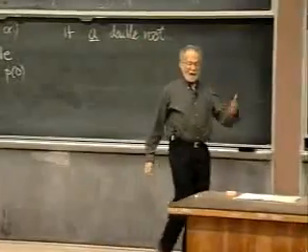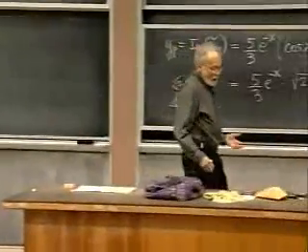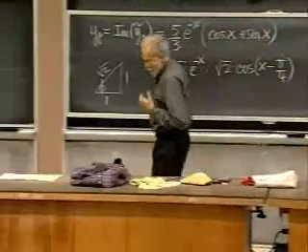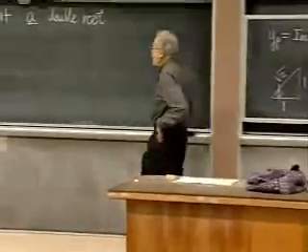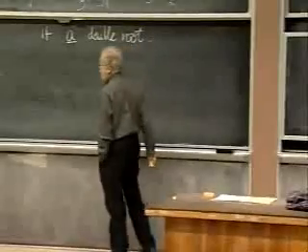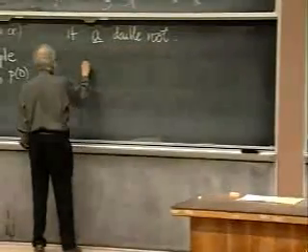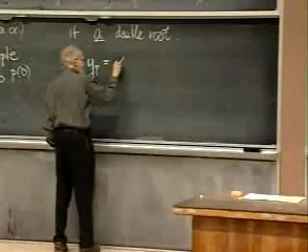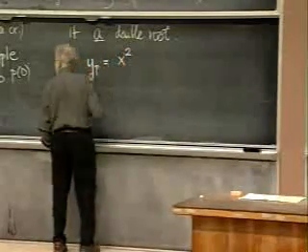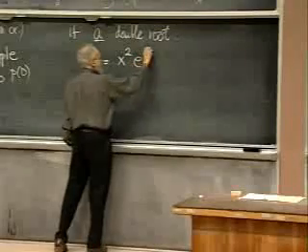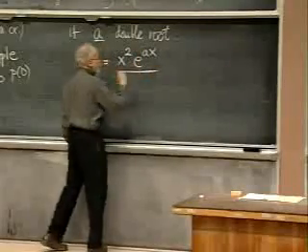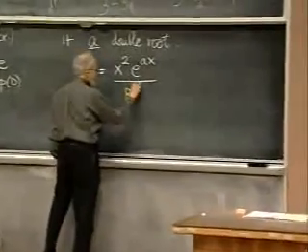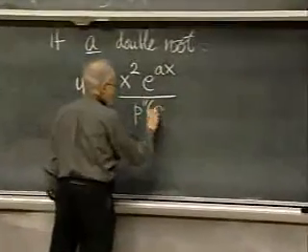Okay, what if A is a double root? It can't be more than a double root because we've only got a quadratic polynomial, and quadratic polynomials only have 2 roots. So the worst that could happen is that both of them are A. In that case, the formula should be YP is equal to x squared times e to the ax, and in the denominator you're going to need the second derivative of P evaluated at A.